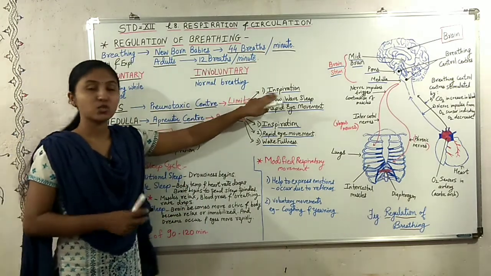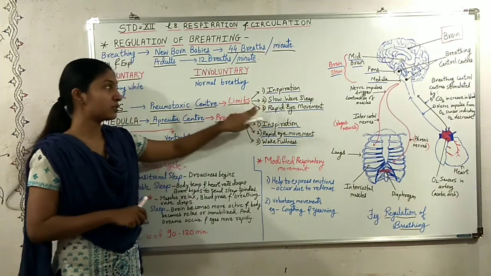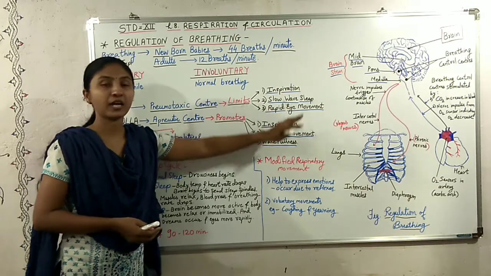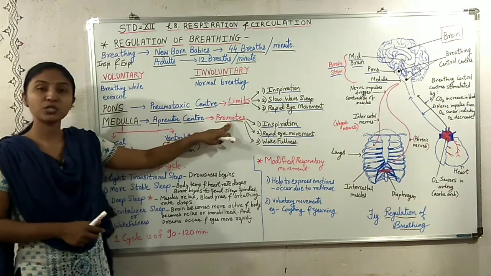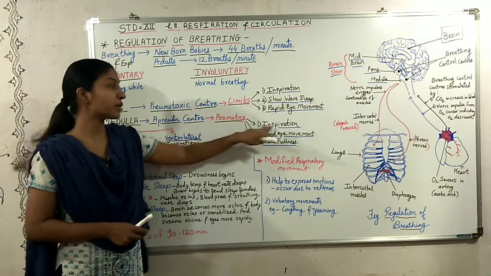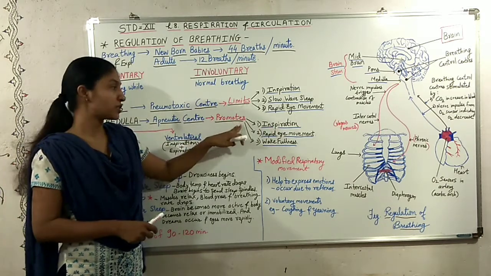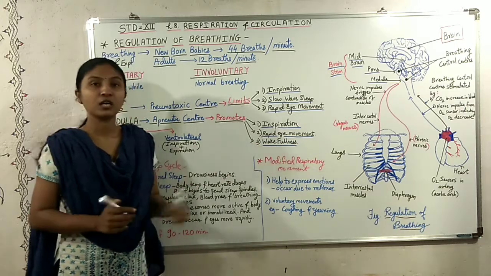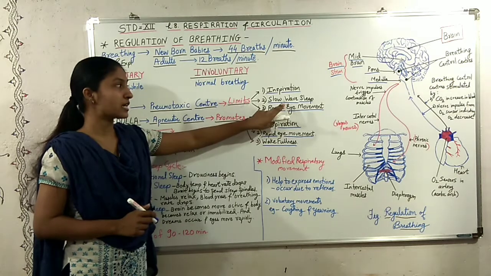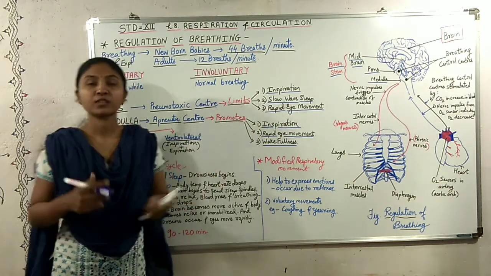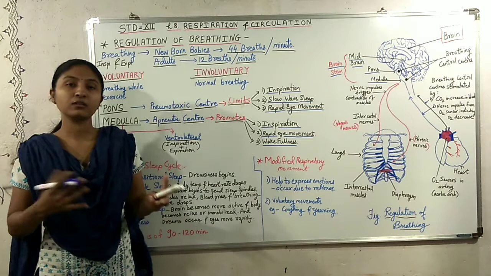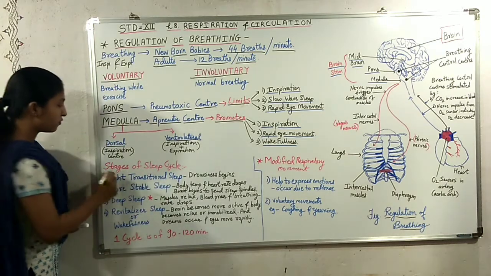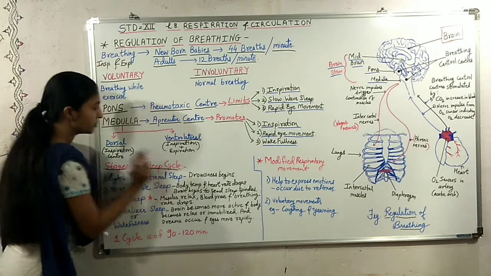One limits or slows down the inspiration, it slows down the slow wave sleep and rapid eye movement. Whereas the Apneustic Center promotes inspiration, it increases rapid eye movement and wakefulness. Now what are these wakefulness and the slow wave sleep? Now sleep, there are 4 stages in sleep.